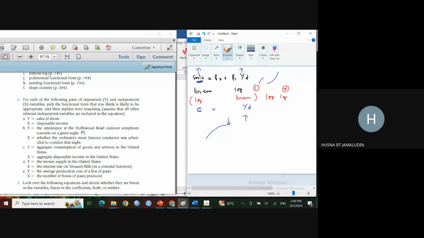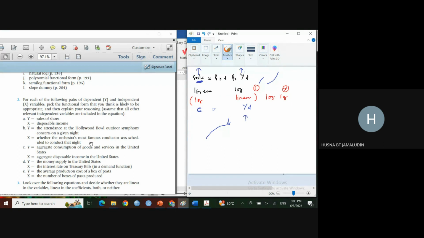Attendance at the Hollywood Bowl Outdoor Symphony. So attendance at the symphony concert on a given night. So this is just your attendance. It's a function of whether the orchestra's most famous conductor is there. So your attendance depends on the famous conductor. Do you think that if, let's say, it is the famous singer or conductor, your attendance will be higher? For example, we are talking about the concert conducted by Siti Nurhaliza.